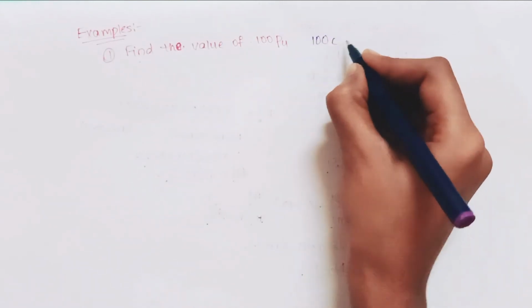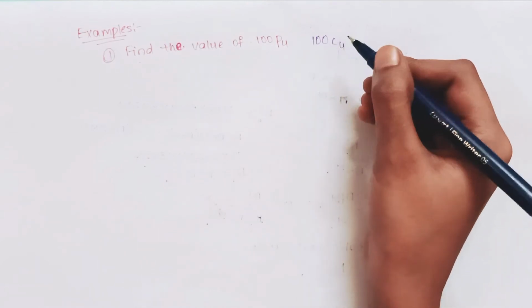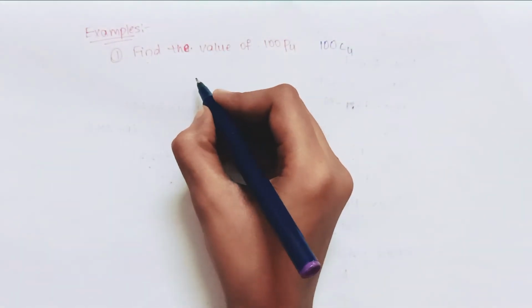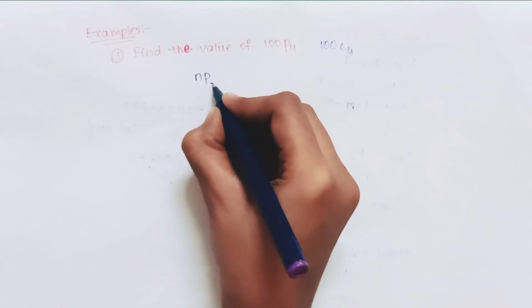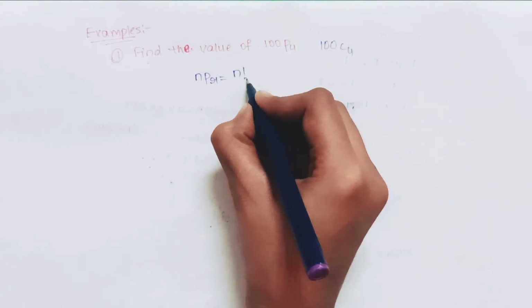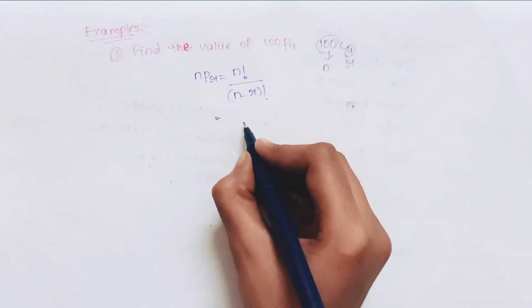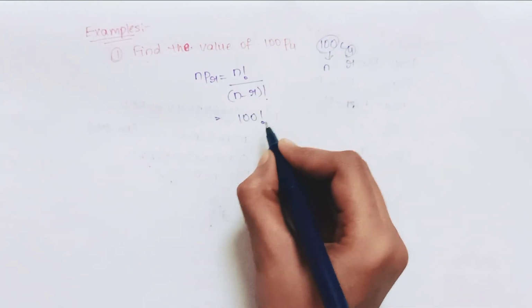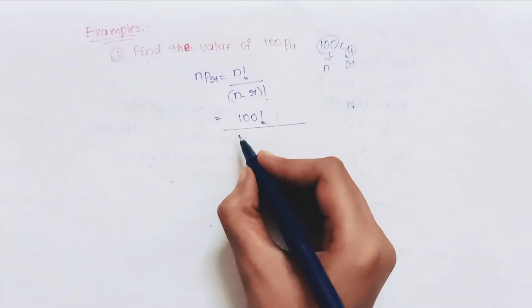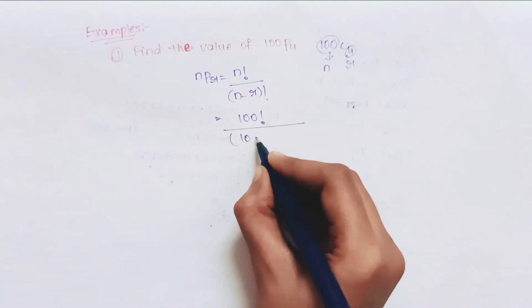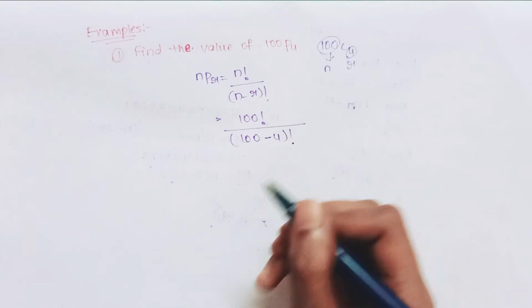Whenever you find C, this is a problem of combinations. So now we want to use the permutations formula. nPr is equal to n factorial by (n minus r) factorial. So n factorial means 100 factorial, by (100 minus 4) factorial.